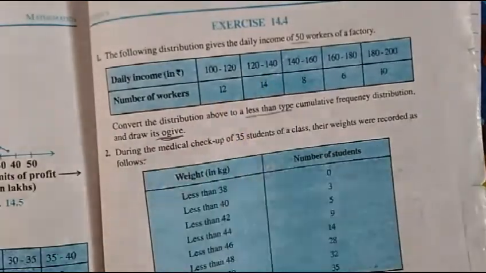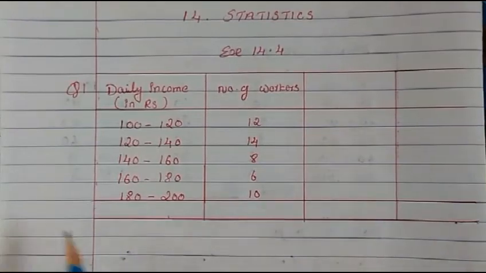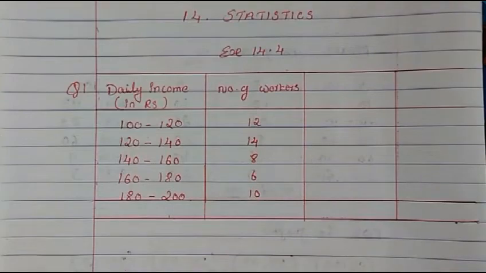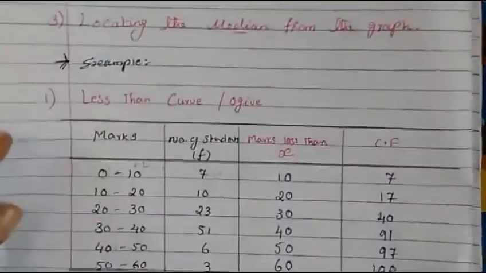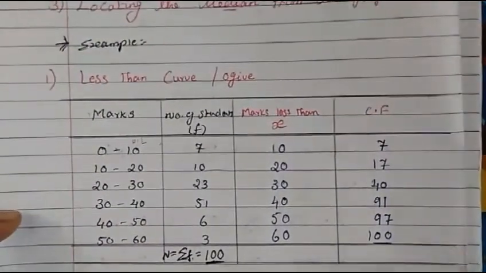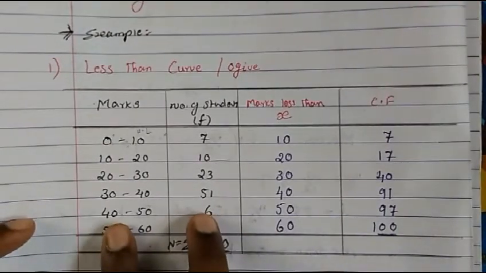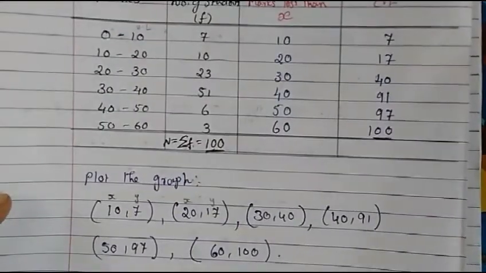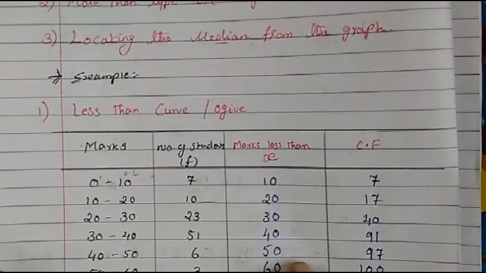So let's see how to do it. So I have just copied down the question here. Question 1, the daily income, what is given in the textbook. Now let me show you the introduction part of it. So in the introduction for exercise 14.4, I have explained to you the less than type curve or ogive, how to draw. So these are the two columns given to us in the textbook and this is what we have to prepare and then we have to plot the graph. Kindly go through this video where I have explained to you the less than type curve.